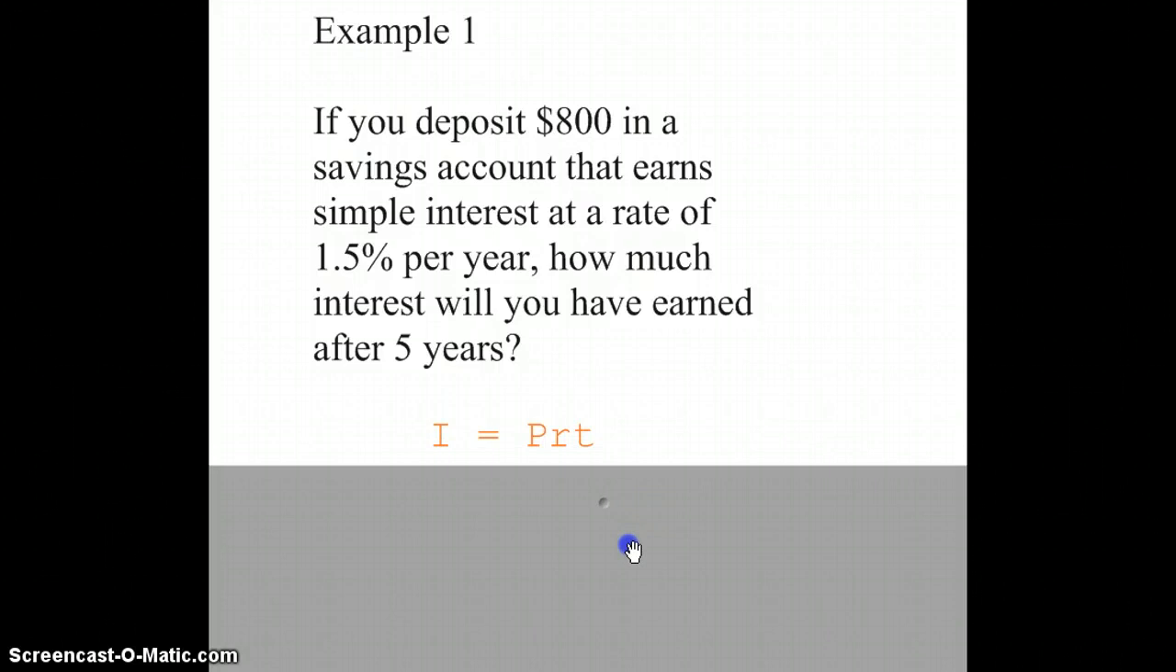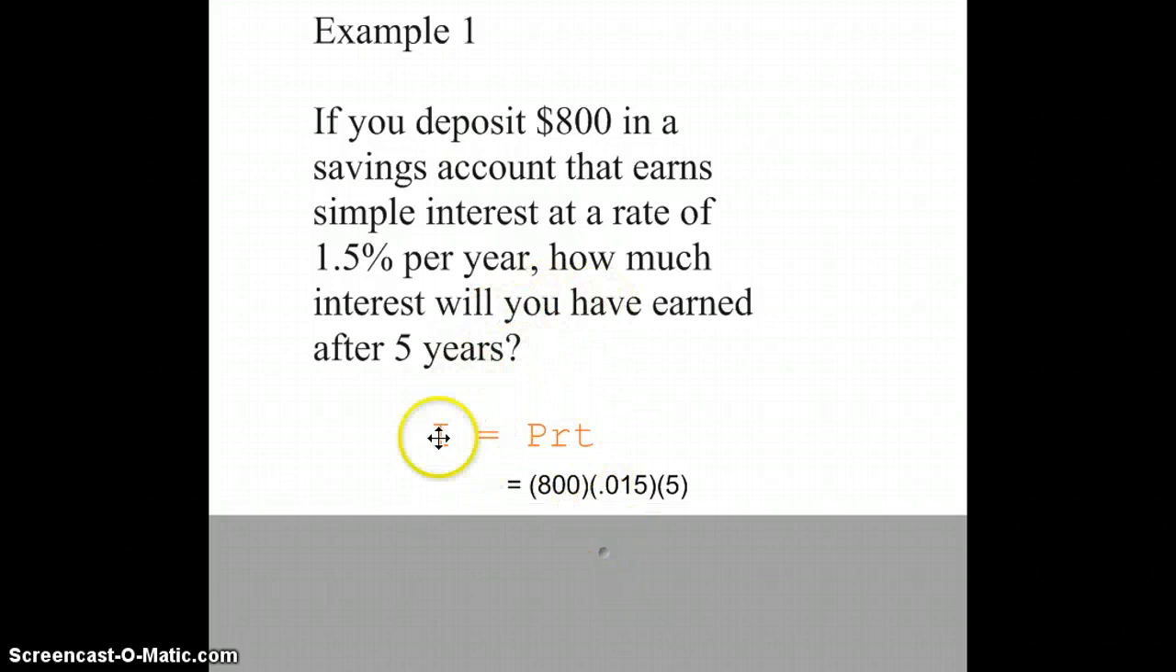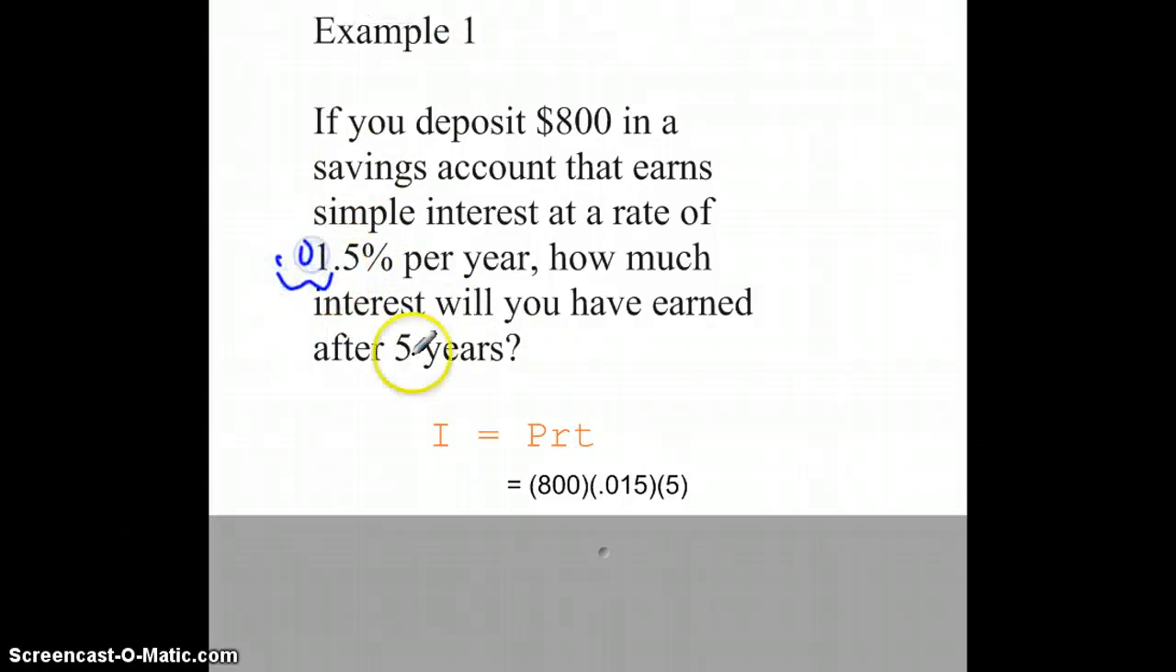Okay, so there's our formula, I equals PRT. We just plug in. We're looking for interest. How much interest will you have earned? So that's what we're looking for here. Principal, our P is $800. Our rate, 1.5%. Again, I can put that into a decimal by moving it 2 places. Okay, so 1, 2 creates 0.015 right here, and 5 years.